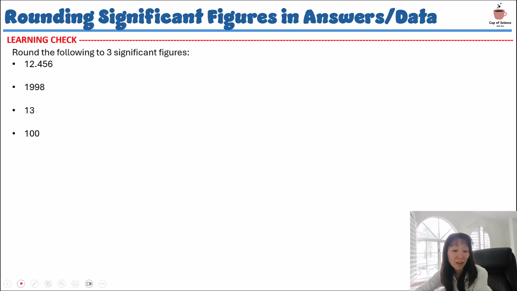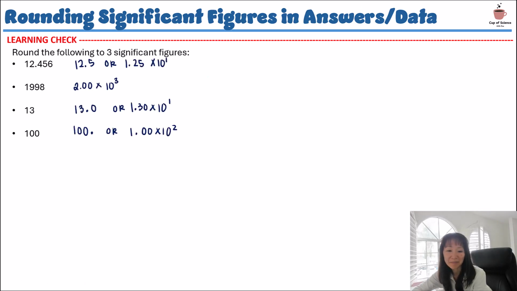So you're going to round all of these numbers into 3 sig figs. Come back and check the key. And here is the key.